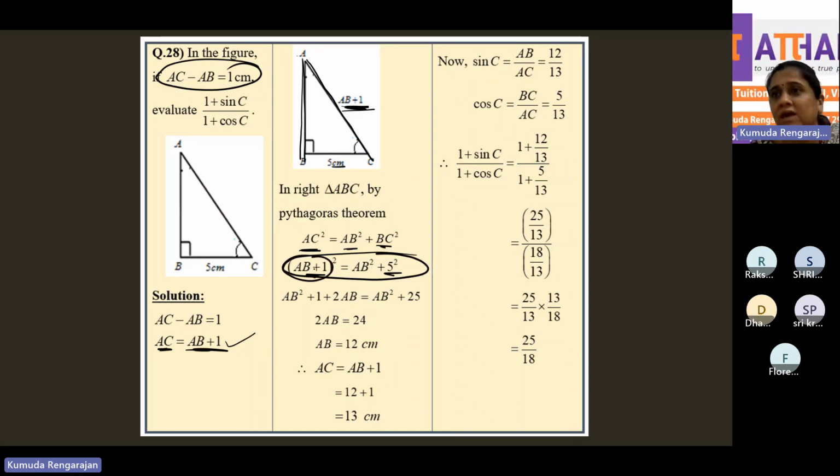Now when you expand this, be careful. AB plus 1 the whole square is like A plus B the whole square: A square plus 2AB plus B square.